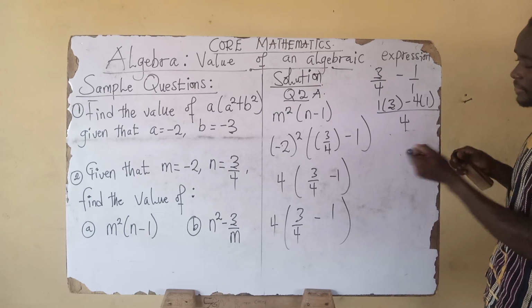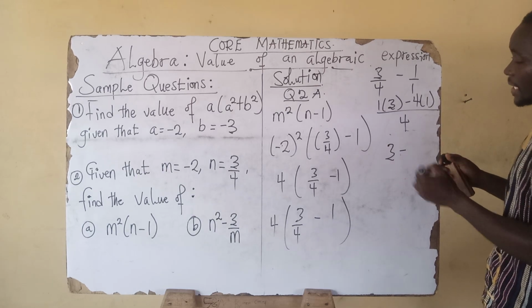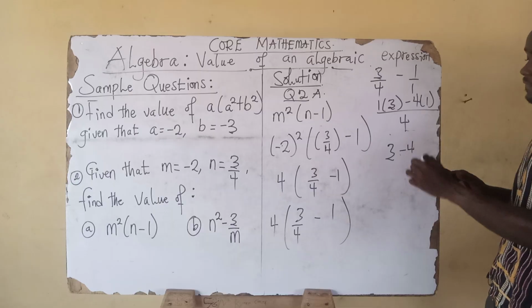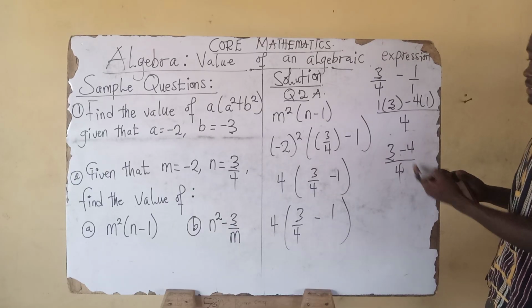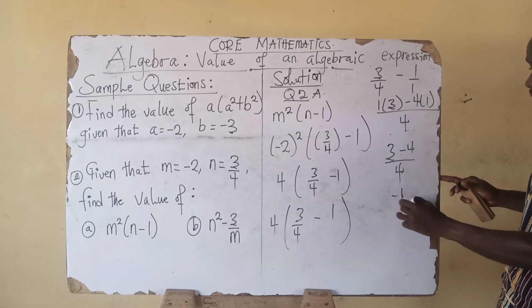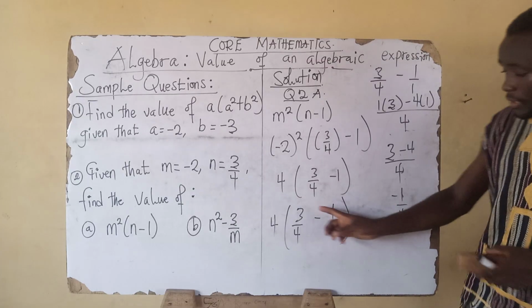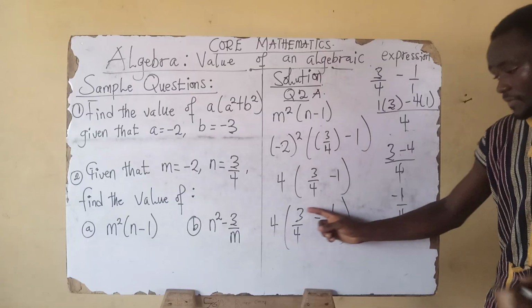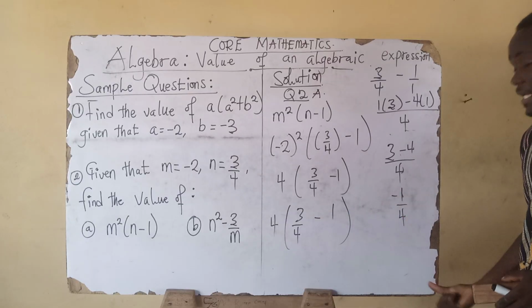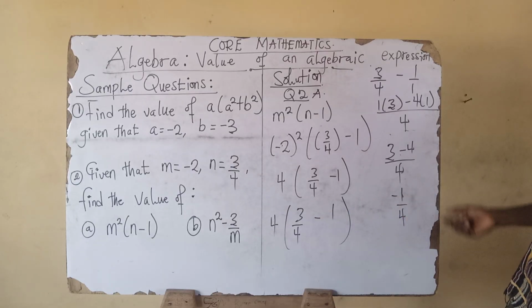So here we expand the bracket and we are going to get 3 minus 4 by 1. I'm going to get 4 over 4. Now subtract, I'm going to get what? Negative 1 over 4. So that means that mathematically, solving this question, I'm going to get this as my answer. Are you with me? Good.